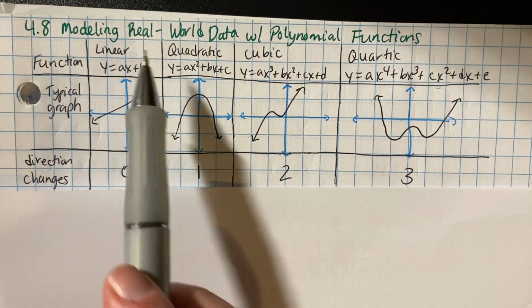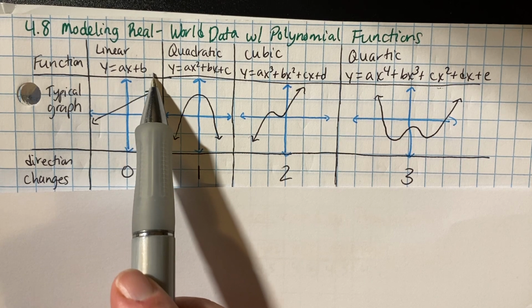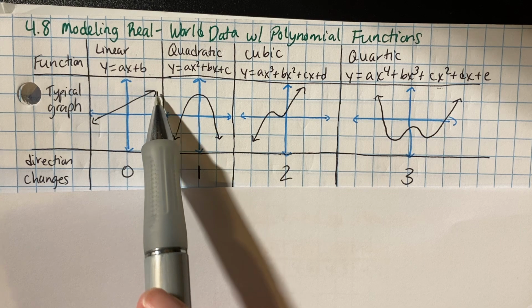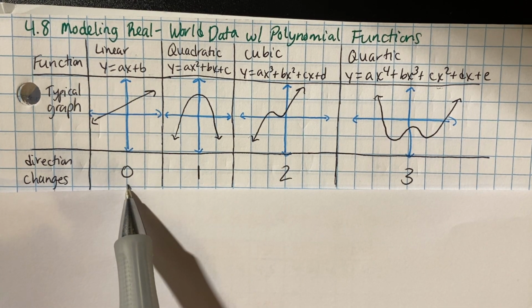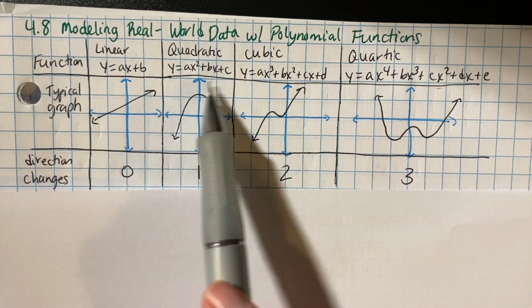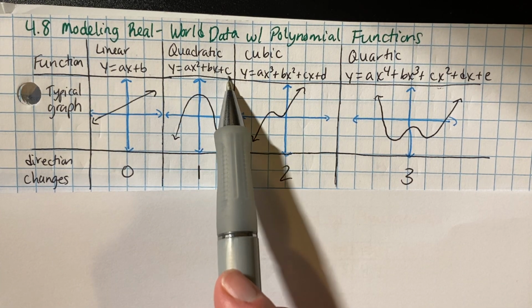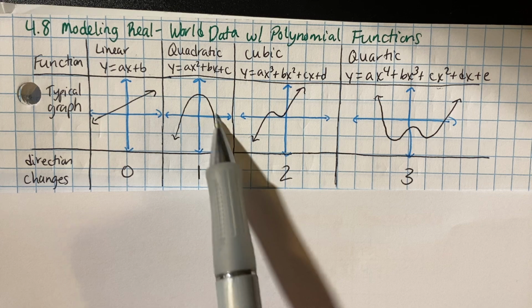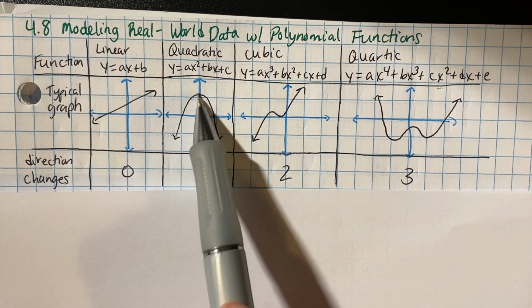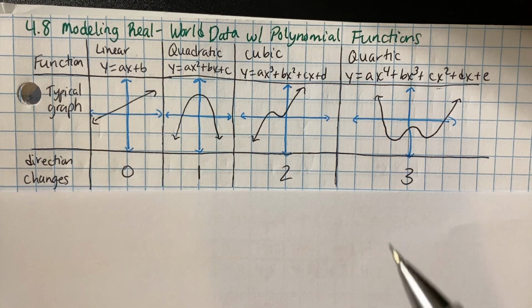First one is linear. It is in the form of y equals ax plus b. It is a line of some sort, or a grouping to look more like a line. It changes direction 0 times. The next one is a quadratic, ax squared plus bx plus c. It is parabola shaped. It changes direction 1 time, so we're going up, we change to go down.